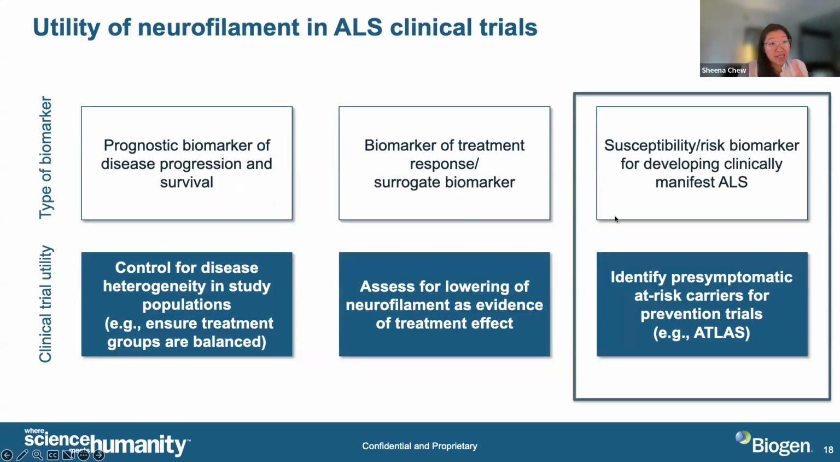And finally, the third context of use that we're moving toward is using neurofilament as a susceptibility risk biomarker for developing clinically manifest ALS. So we're using neurofilament to identify at-risk carriers who may potentially develop clinically manifest disease, and using that to design a trial to prevent the onset of disease.